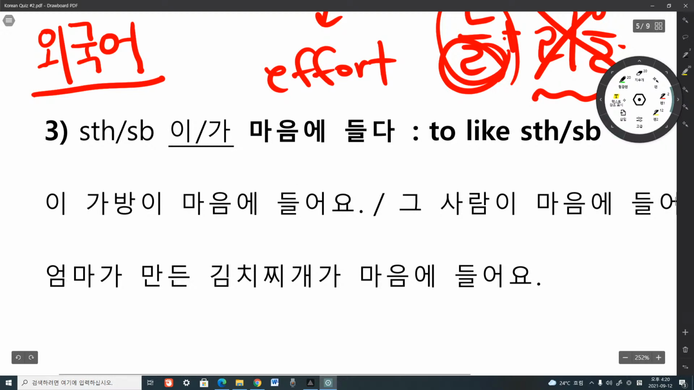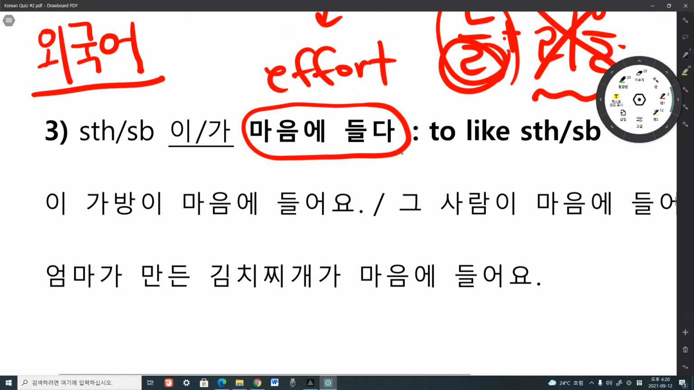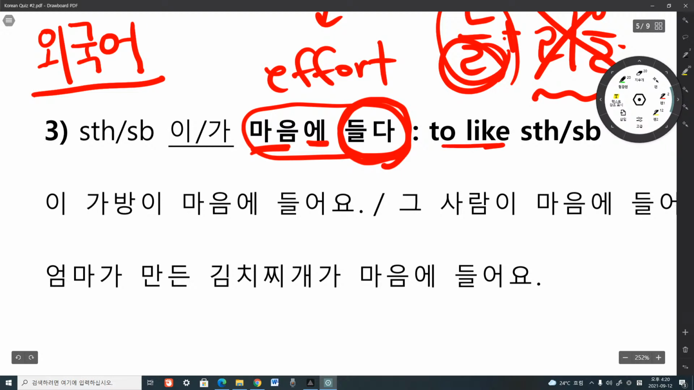그리고 이제 마음에 들다를 배울 건데요. 마음에 들다 literally means to come into, or to be accepted into one's mind. Literally, that's the literal meaning. And so 마음에 들다 extends to the meaning of to like something or even somebody.